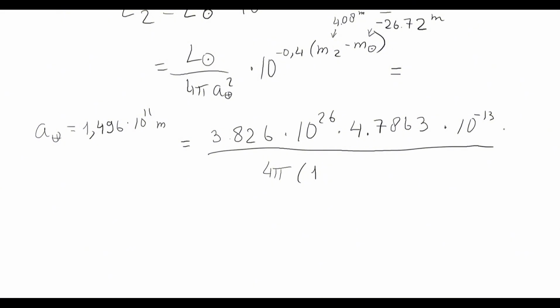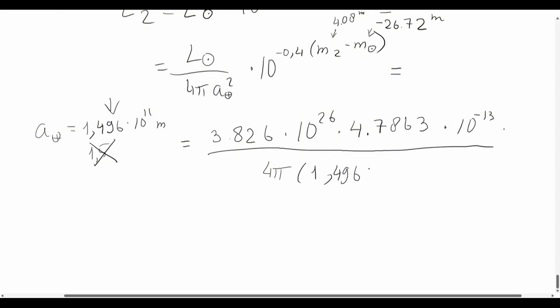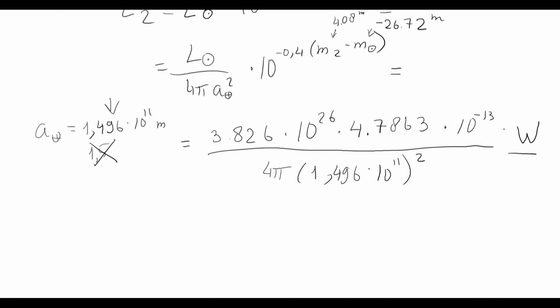meters. I wanted to write it with 1.5, but then I realized that we have to be a bit more accurate with numbers in a problem like this, so we don't use this. We'll use this. Okay, great. So 1.496 times 10 to the power of 11 it is. Okay, great. And here it would be W over m squared. Awesome.